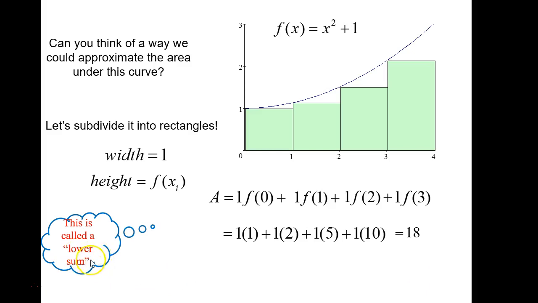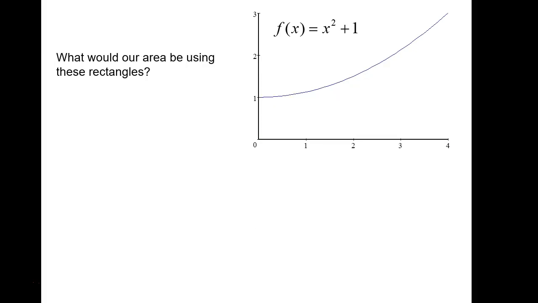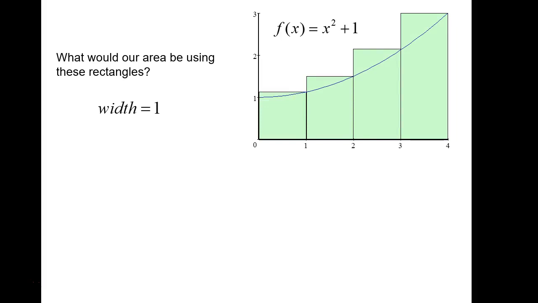This is called a lower sum. The reason it's called a lower sum is because it under approximates the area. If we drew the rectangles differently so that it over approximated the area, we would call that an upper sum. So let's look at that picture. So the same function, I'm going to draw the same 4 rectangles, but this time notice where I'm drawing them. At each interval, I'm drawing them at the right endpoint instead of at the left endpoint.